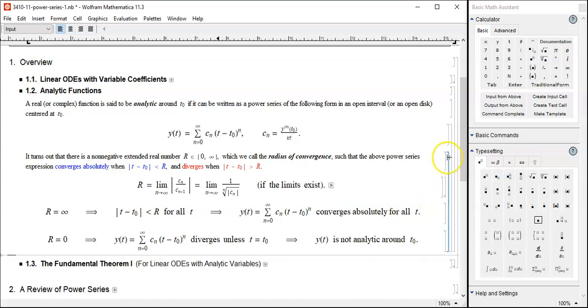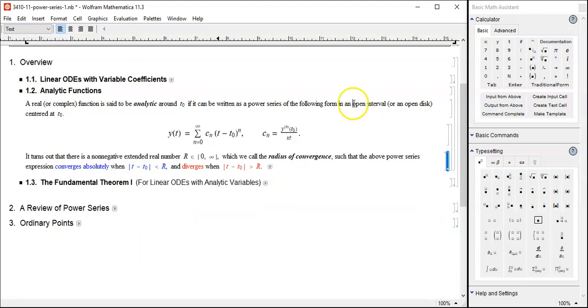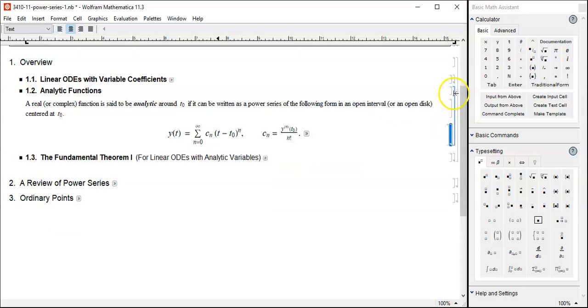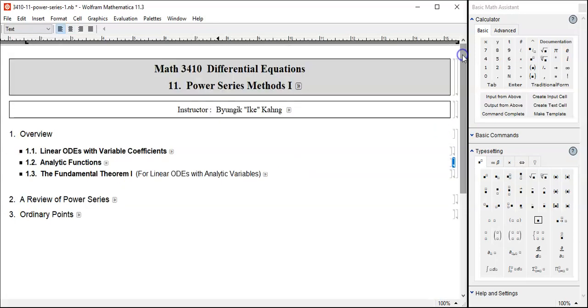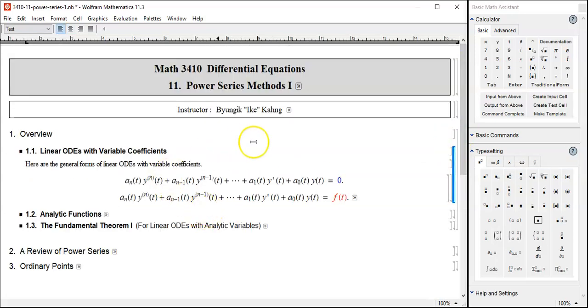In order to satisfy the condition for analytic, we have to have an open interval centered at t0. If it is just t0 only, then it's not an open interval, so no, not analytic. So that's the condition we're going to pose to all these functions here.